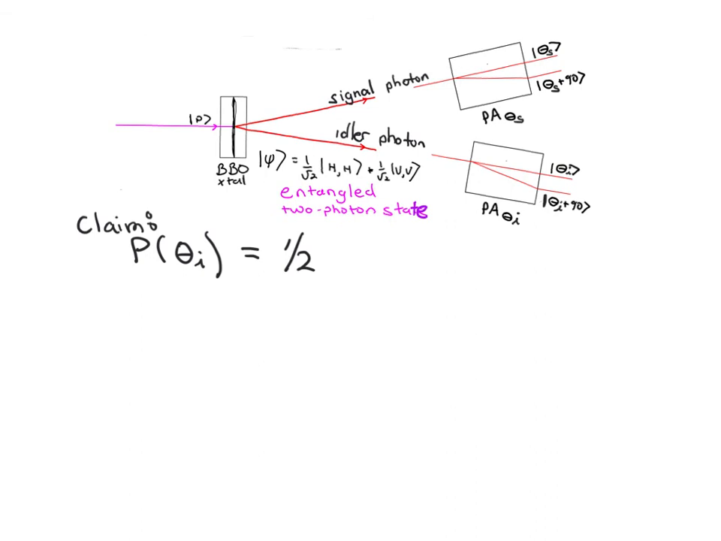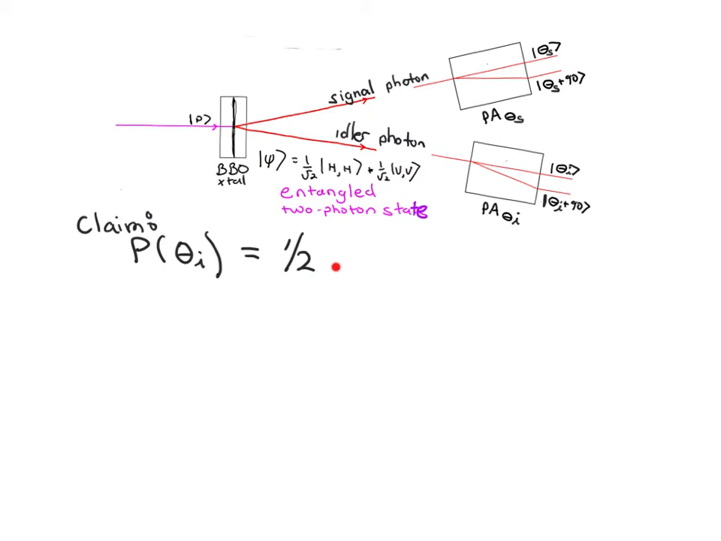Okay, and just one loose end to tie up in the above derivation. I made the claim that the probability, regardless of what's happening with the signal photon, if you just send this entangled state in, what percentage of the time will the idler photon come out of this port?